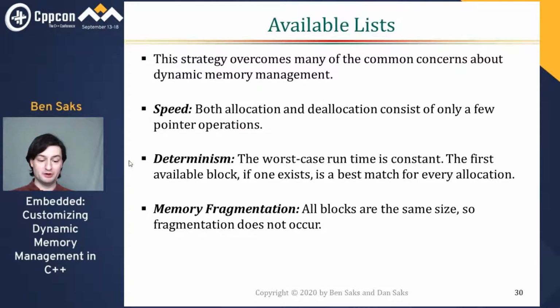They both involve only a small number of pointer operations to take a block off the list or move a block back onto the list. It's deterministic because the worst case runtime is constant. There are only two cases. Either there's memory available, in which case you take the first block because all the blocks are the same size. They're all equally good matches for the size of memory you're being asked for. Or there's no memory available, in which case you return failure.